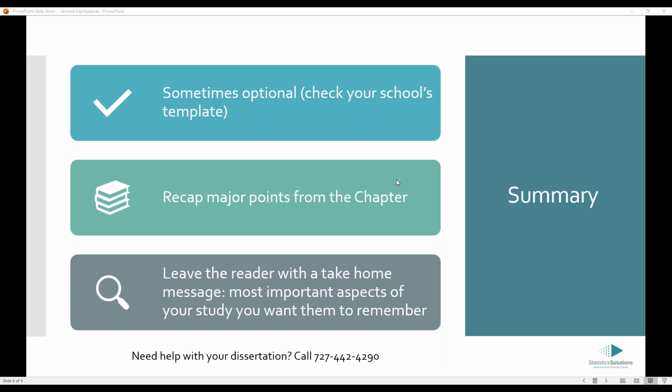It's like the conclusion of any other chapter in some ways, but in another way it's a little different because it's concluding your whole dissertation. So a couple of things: just recap the major points from your chapter, right? And then leave the reader with a take-home message, or leave them with the most important aspects of your study that you want them to remember. The most important findings that you want them to remember. Make a case for your study. What it's added to our understanding of the topic.